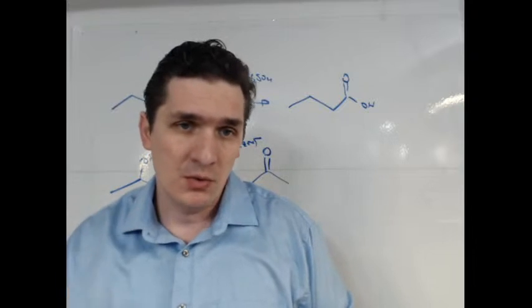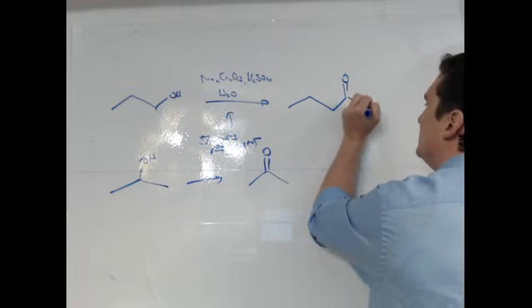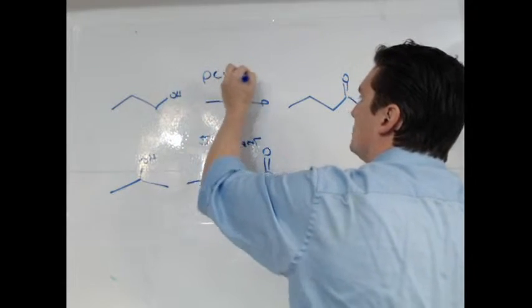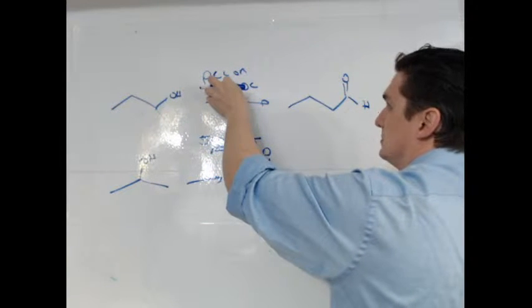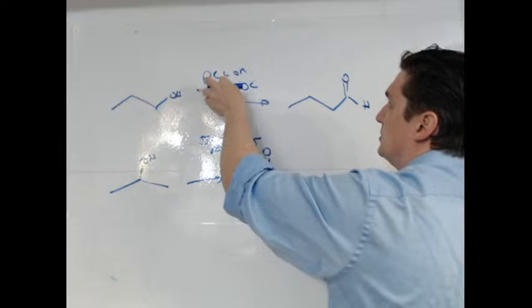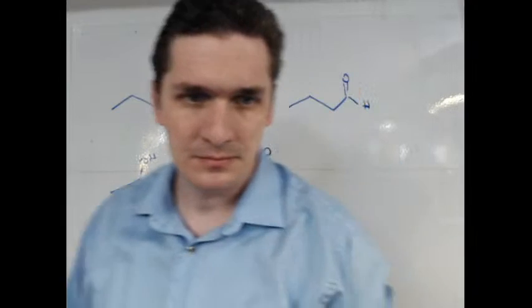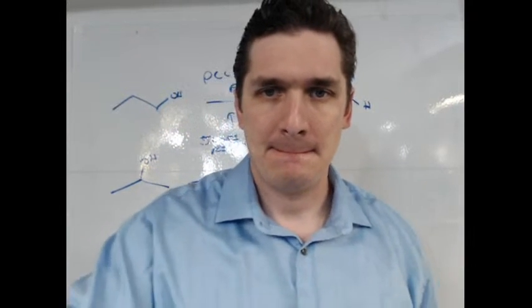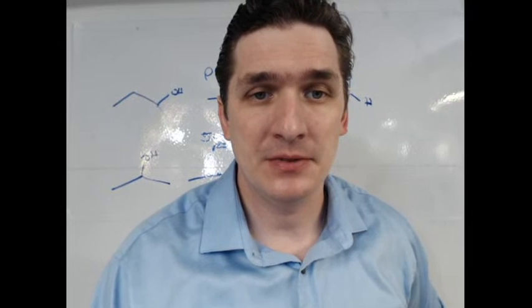If you didn't want to go all the way, so let's say you want to form the aldehyde, this is where you would work with PCC or PDC, pyridinium chlorochromate, or pyridinium dichromate. So that's questions 2, 6, 23, 24, and 54.